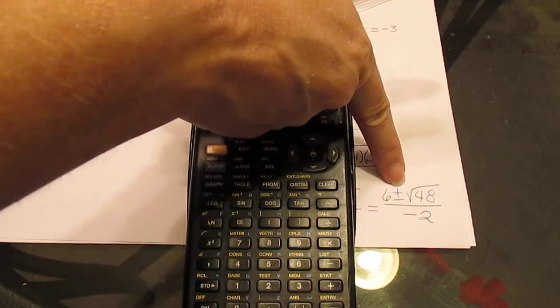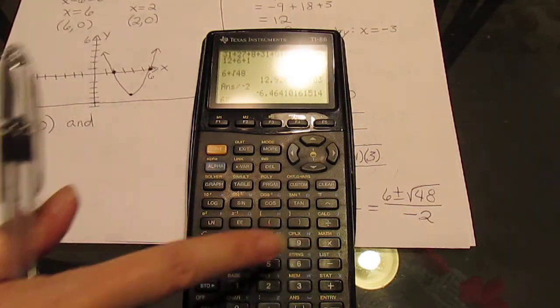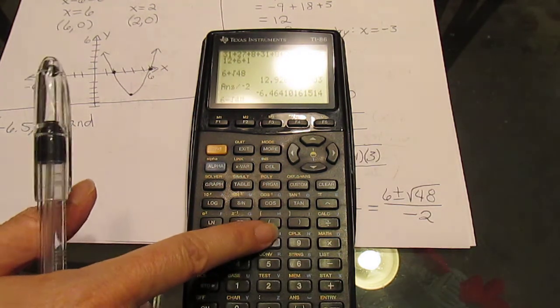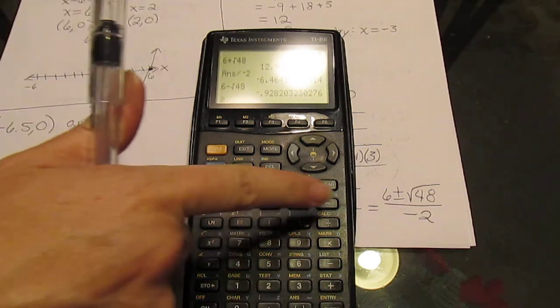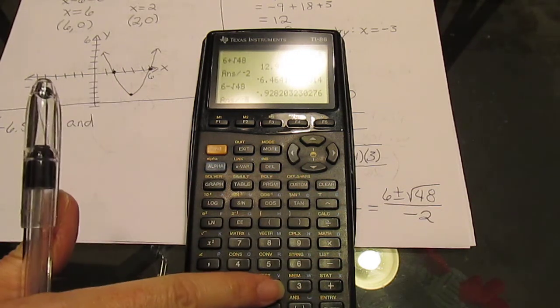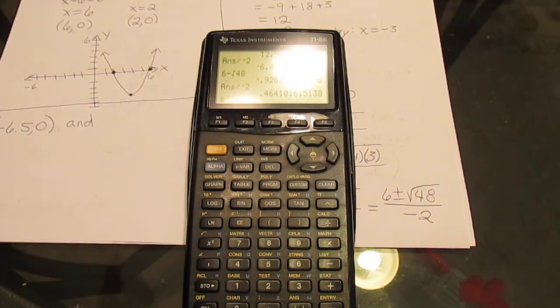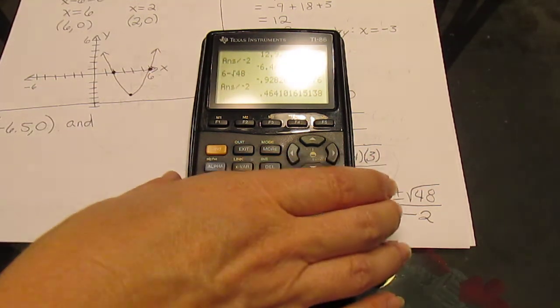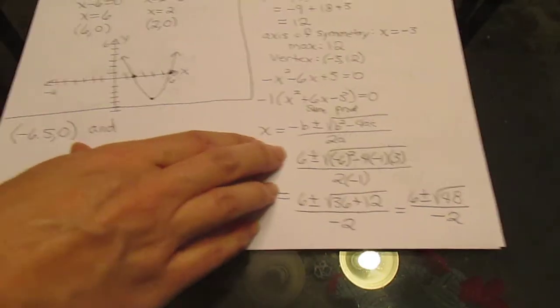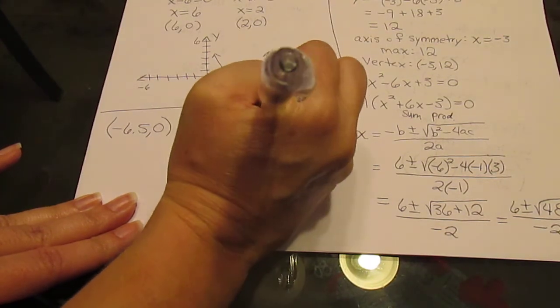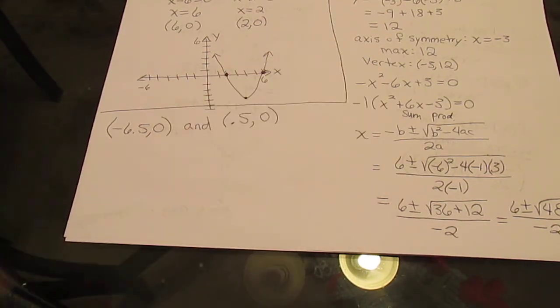And now I'll go ahead and put the subtraction in. 6 minus the square root of 48, enter, divided by -2, enter, and I get approximately 0.5. It says 0.464 if you can't see it on the screen, but approximately 0.5. Okay, so now I've got my two x-intercepts. I've got everything I need.